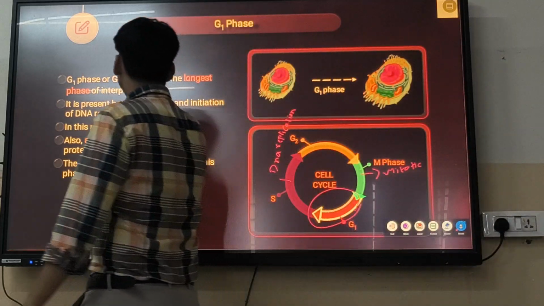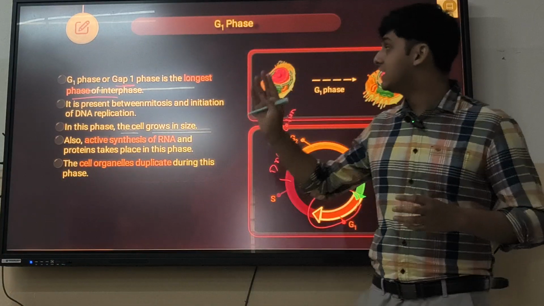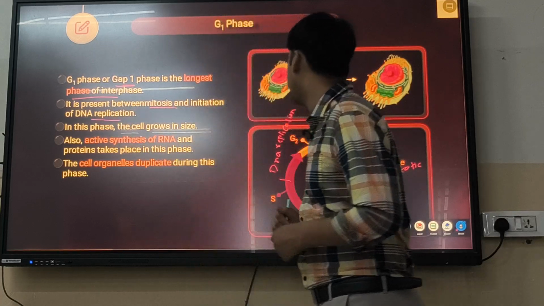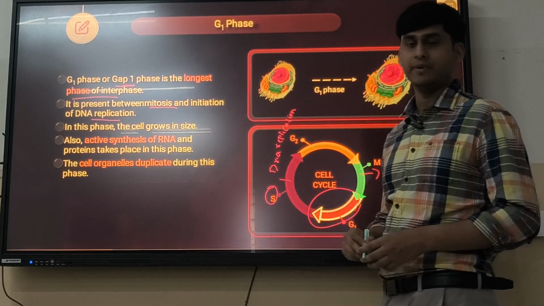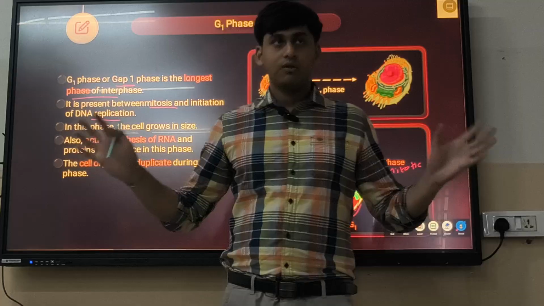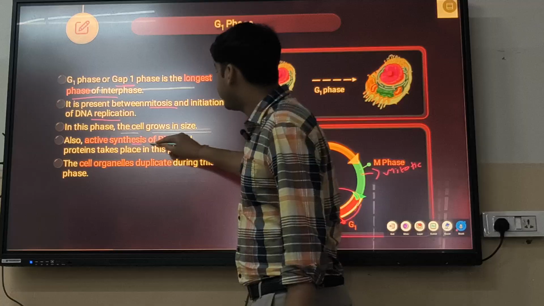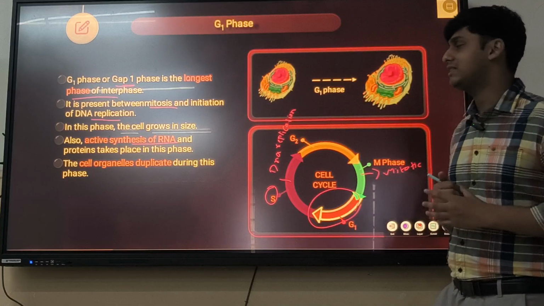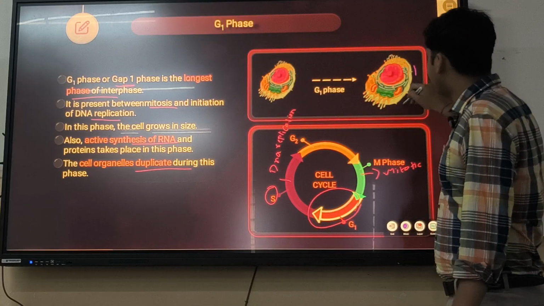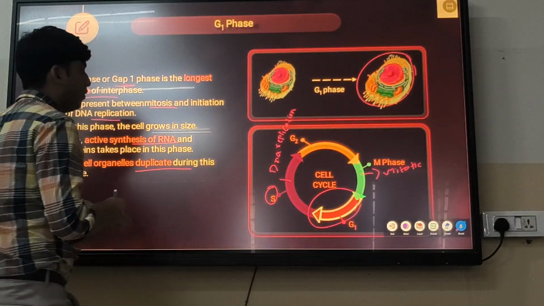G1 is also known as the gap 1 phase. It is the longest phase of the interphase. It is present between mitosis and initiation of replication. The S phase is known as initiation of replication and the M phase is the mitotic phase, where the chromosomes are divided. Active synthesis of RNA and proteins also takes place in this phase. The cell organelles duplicate. Every member of the cell also grows and duplicates in this phase. So you will have to remember all these points.